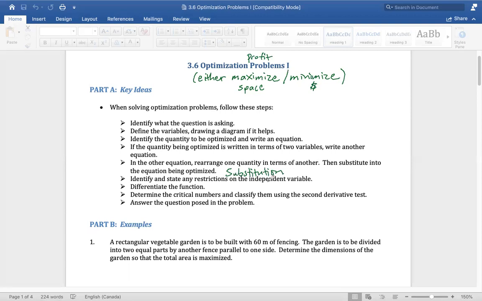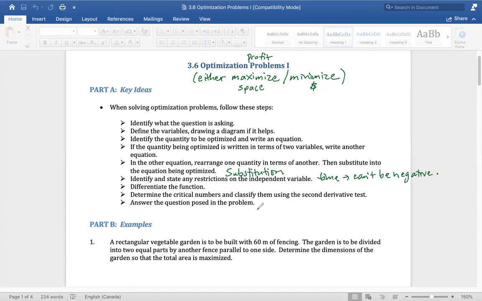Identify and state any restrictions on the independent variable. So for example, independent could be time, right? Time can't be negative. So that's one type of restriction. Just making sense out of the question. Then we want to differentiate the function. We want to get the first derivative, figure out the critical numbers, and classify them. Now this step here is a bit different than in previous videos. Classify them using the second derivative test, and then answer what the question is, right?